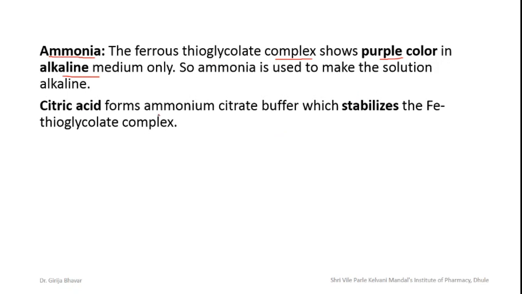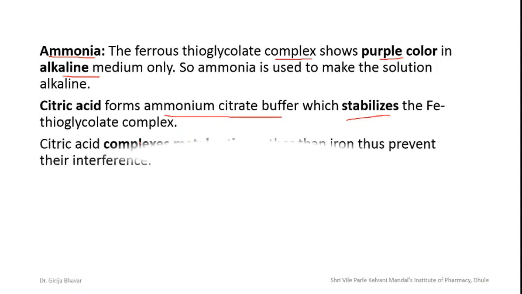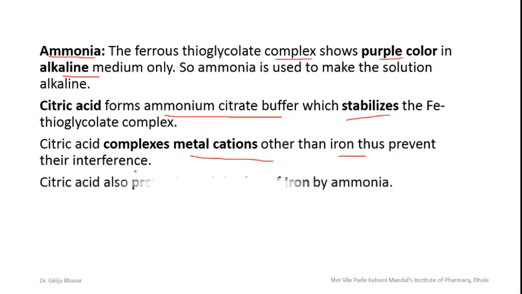Citric acid is used, which forms ammonium citrate buffer, which stabilizes the ferrous thioglycolate complex. Citric acid also complexes metal cations other than iron and thus prevents their interference in the complex formation. Another use of citric acid is that it also prevents precipitation of iron by ammonia. Now we will see the reagents that are required in the limit test for iron.